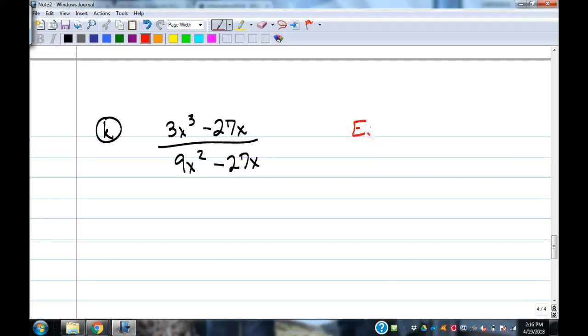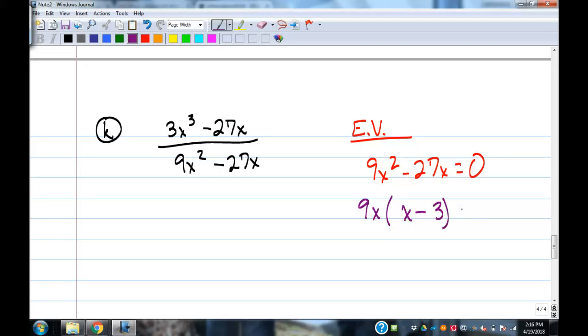All right, so let's get our excluded value. So we set 9x squared minus 27x equal to 0. What do we do from there? Is it a difference of squares? Is that where we go first? What should we always look for first? What is the GCF? 3 goes into 9, 3 goes into 27, but 9's bigger, right? And it goes into both of them. So I'm going to pull out a 9 and what else? They both got an x. So I'm pulling out a 9x. What's that leave in the parentheses? Okay, x minus 3. Good job.